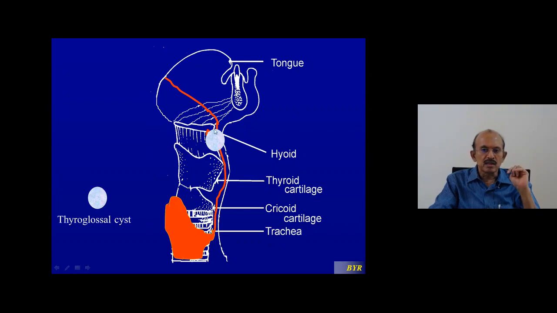The thyroglossal tract may not disappear. So then it will contain degeneration of the cells. It produces a cyst. This is called thyroglossal cyst. The cyst can develop in front of the hyoid bone, above the hyoid bone, the floor of the mouth, in front of the thyroid cartilage.